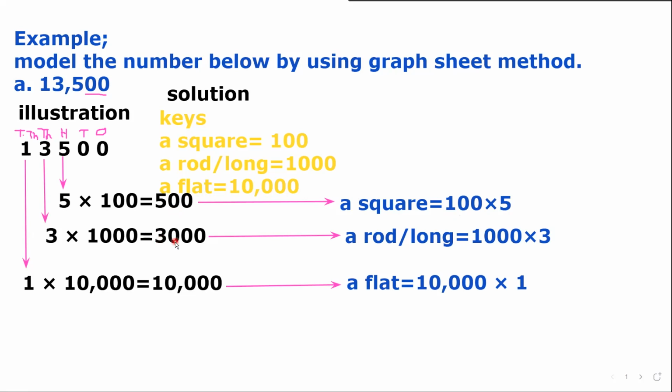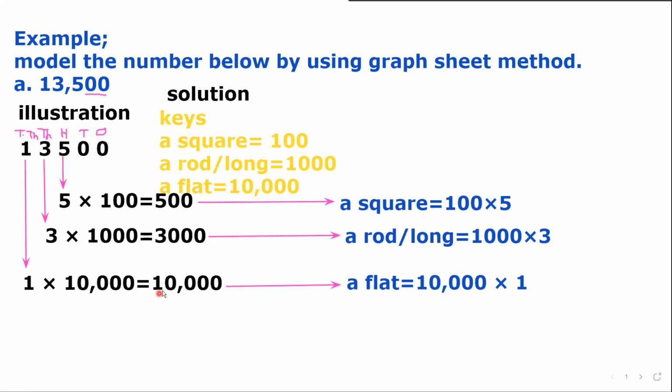Then you come to the 3,000. The material here that will be much closer or approximate to 3,000 is what? A rod or long, because we cannot choose a square for 3,000. The number that is closer or approximate to that is 1,000, because a rod is equal to 1,000. Therefore, you choose our rod or long. Then how many rods can be drawn to represent this 3,000? 3 times, okay? So 3 times the 1,000 will give you the 3,000.